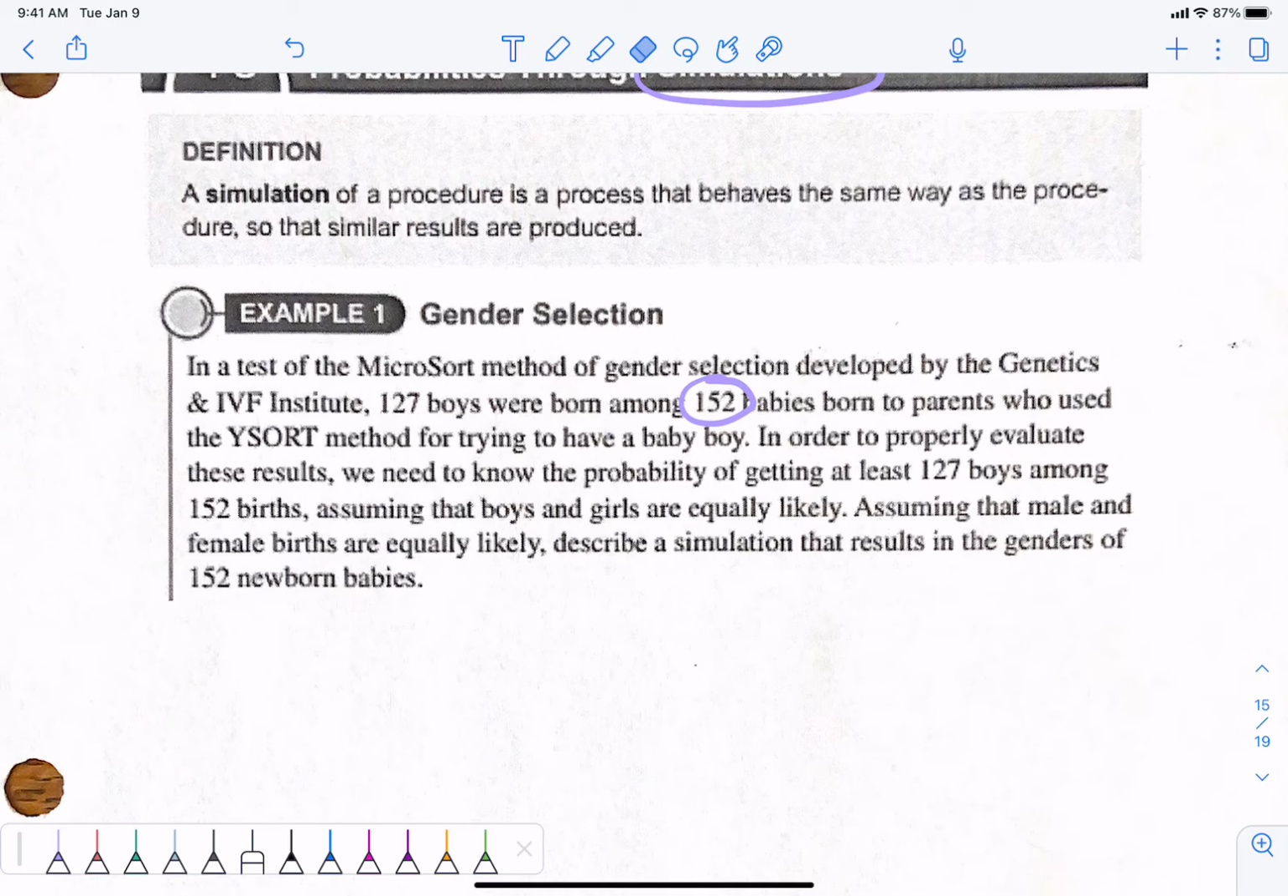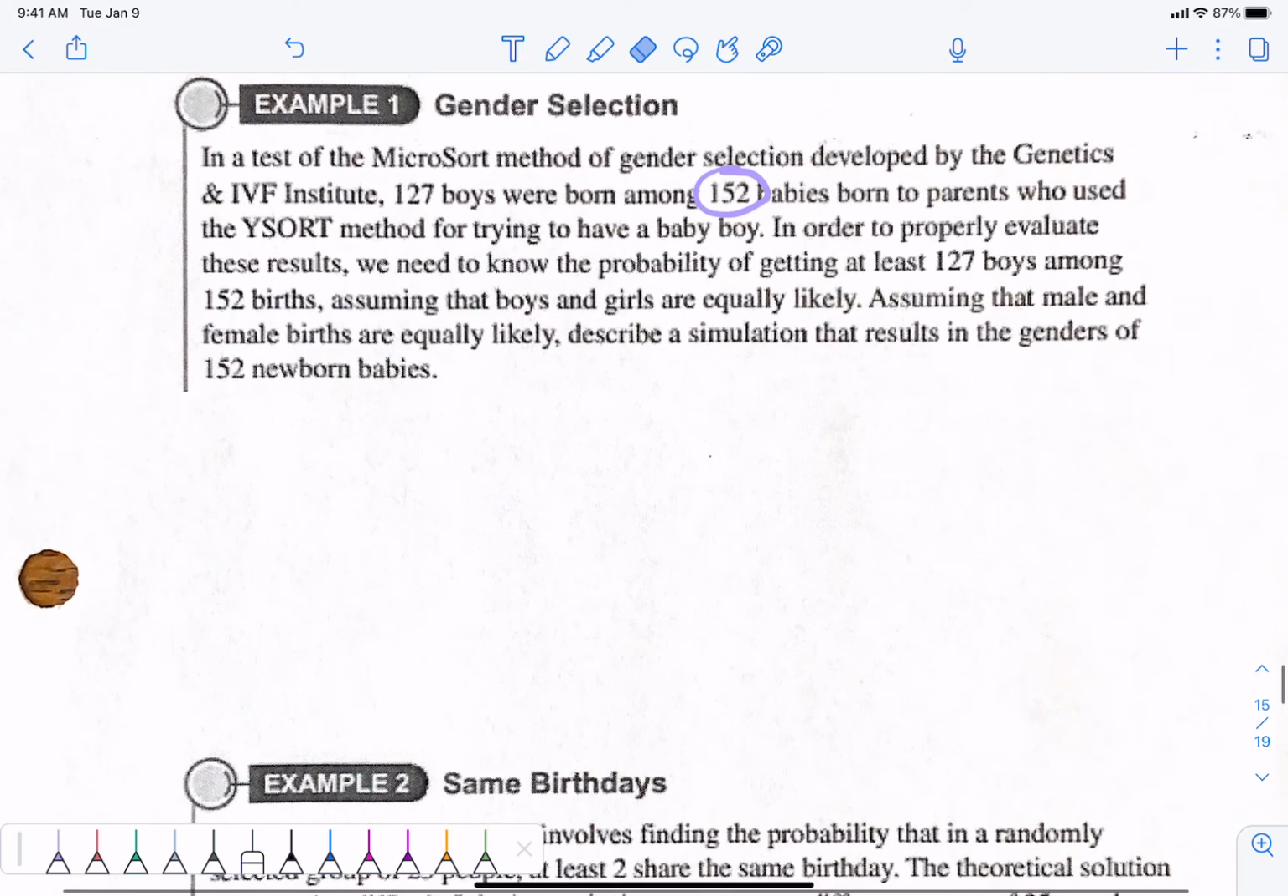Otherwise I'd have to gain access to that many mothers and figure out the gender of their babies. In a test of the microsort method of gender selection, developed by the Genetics and IVF Institute, 127 boys were born out of 152. I'm going to write some numbers down. 152 is the total number of babies, and out of that, 127 of them were boys. Does that seem like an awful lot? I'm guessing something is happening there. Something is occurring that makes me think that's not just a random thing. That's a pretty big split.